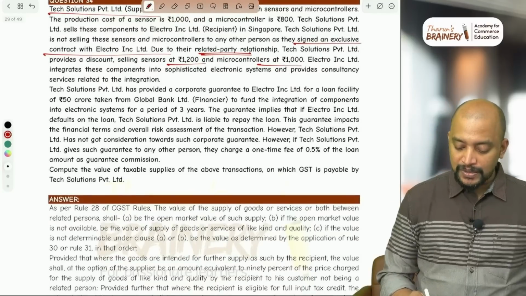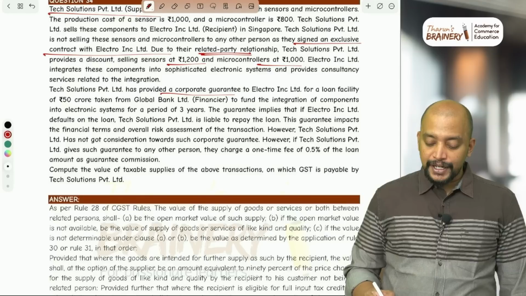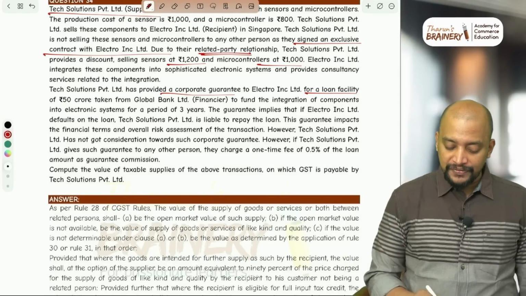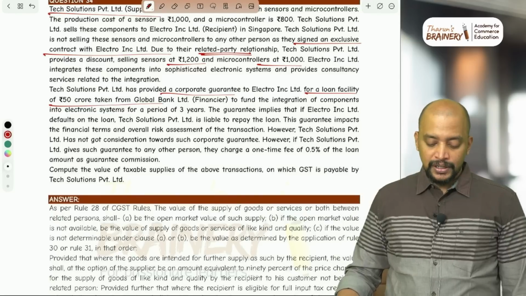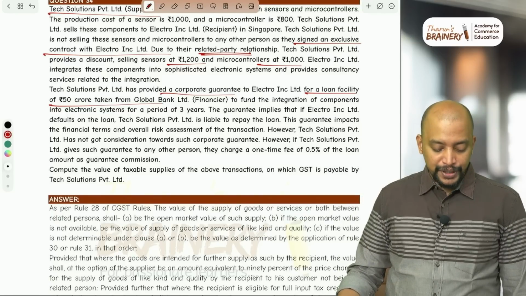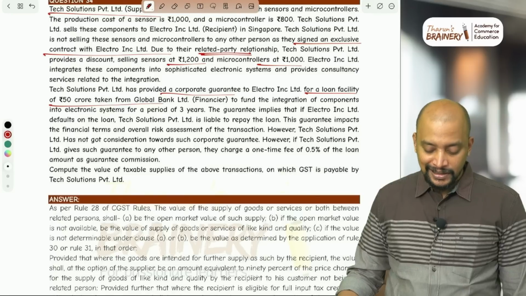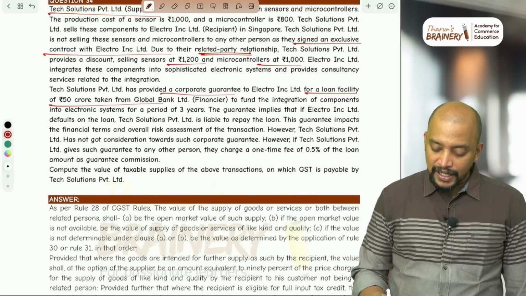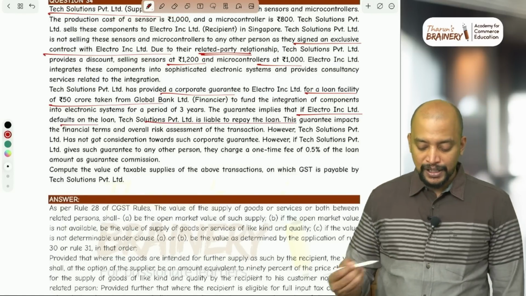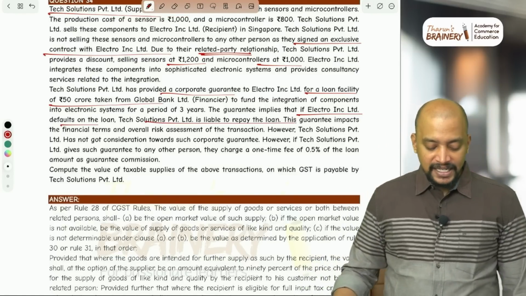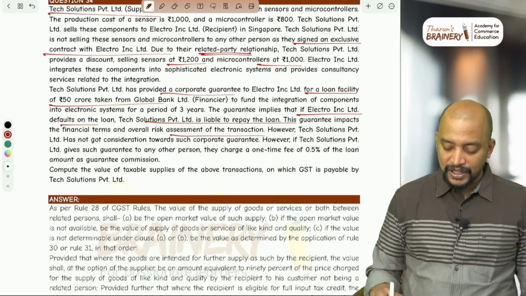Tech Solutions Private Limited has provided a corporate guarantee to Electro Incorporation Limited for a loan facility of 50 crore taken from Global Bank Limited Financier to fund the integration of components into electronic systems for a period of 3 years. The guarantee implies that if Electro Incorporation Limited defaults the loan, Tech Solutions Private Limited is liable to repay the loan. This guarantee impacts the financial terms and overall risk assessment of the transaction.